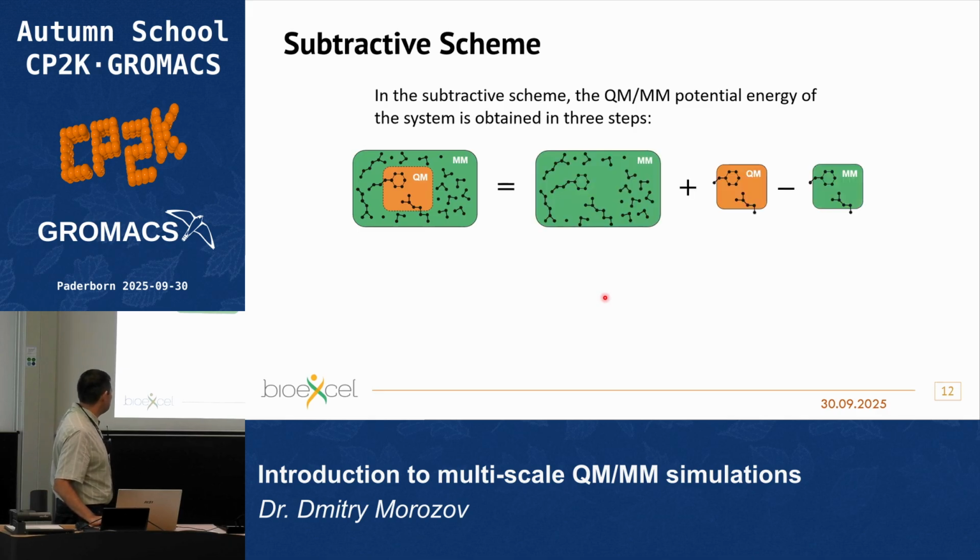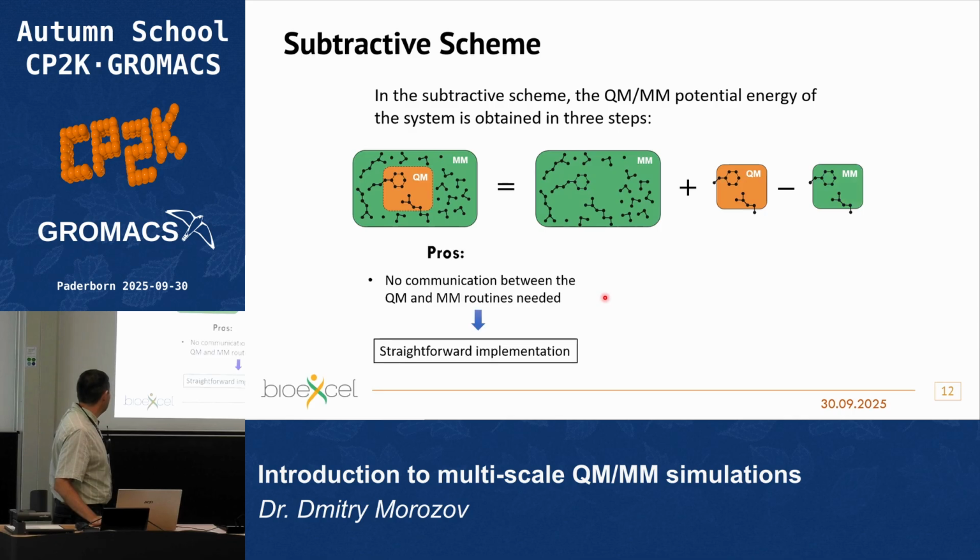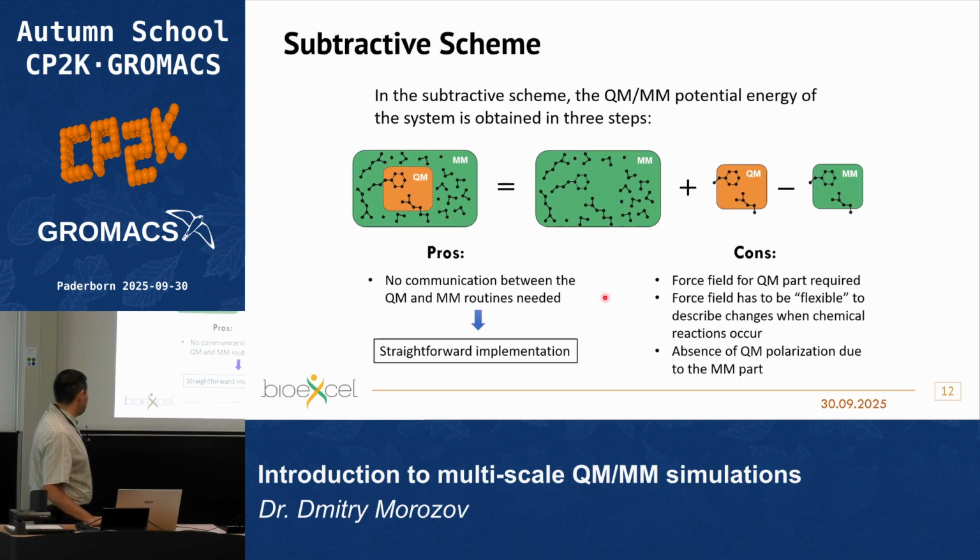Okay, so this is the abstracted scheme. I probably already explained it to you. It's done in three steps. And again, the advantages: your QM and MM parts are basically decoupled. You just need to run MM and QM separately. But the main con is that you need a force field for your QM part, which you usually want to avoid when you do QM. And the force field either needs to be flexible, or there should not be any chemical bond breaking or forming. And your QM part also does not feel the polarization of the MM part.